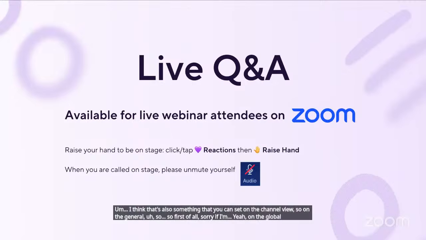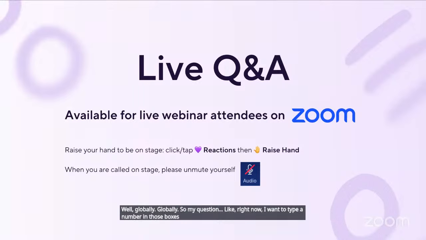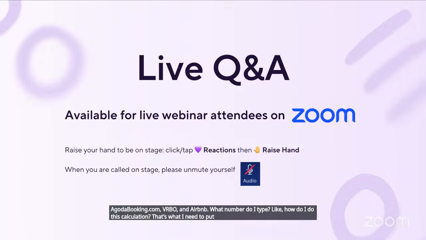My question, like right now, I want to type a number in those boxes so that our direct site on Hospitable is 5% below Agoda, Booking.com, VRBO, and Airbnb. What number do I type? Like, how do I do this calculation? That's what I need to put in right now. Okay.